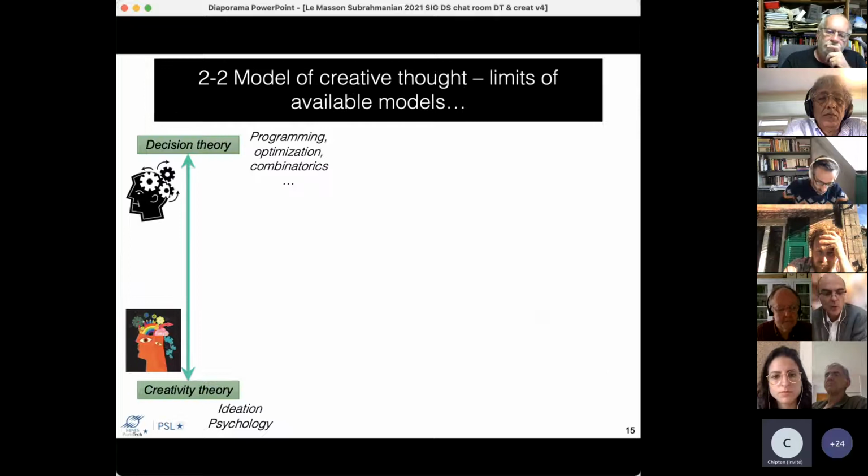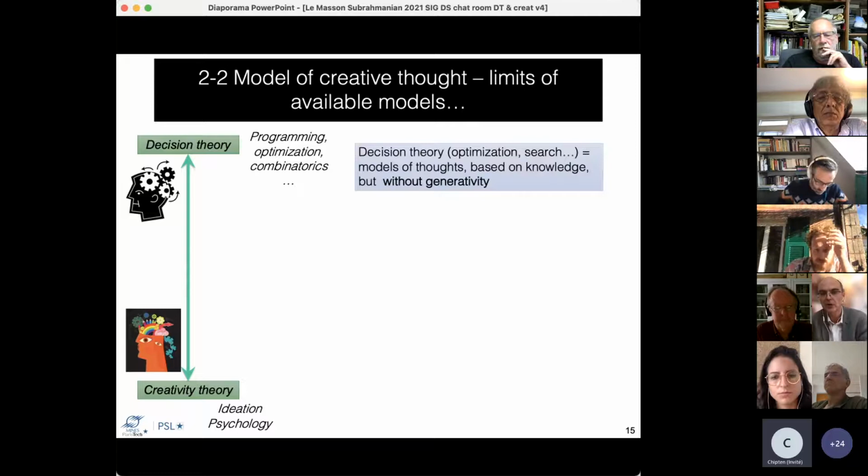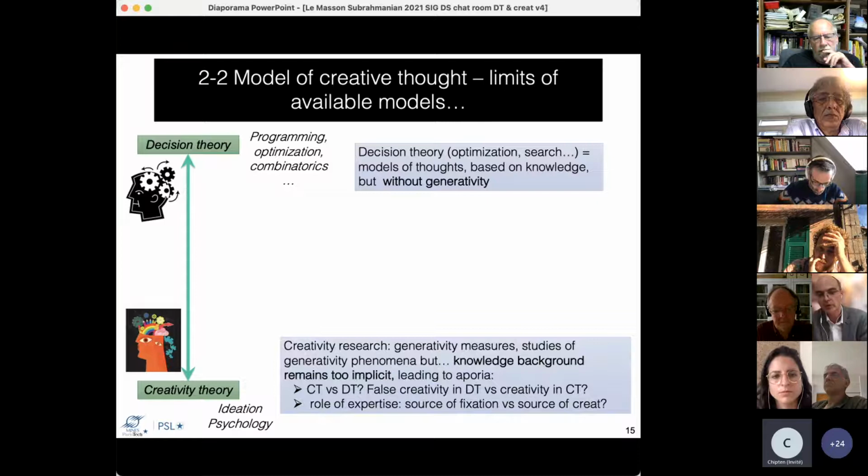What are our means? We could rely on existing models of thought, which have been developed more in decision theory. And here we have good models of thought. They are based on knowledge, but they have very poor generativity. It tells you how to choose between known alternatives, not really how to design better alternatives, better than all the ones you know. Or you could rely on creativity research, but be careful here, we have a problem.